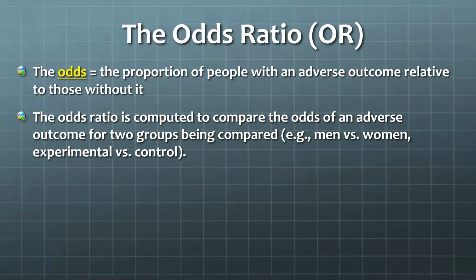When you're reading a research study, look for this, and it's abbreviated as OR. They will report the OR, and usually they'll do it along with the confidence interval that we discussed. It's computed compared to the odds of the adverse outcome for two groups that are being compared. Like, what are the odds for this outcome if you're a man versus if you're a woman, if you're in the experimental group versus in the control group.